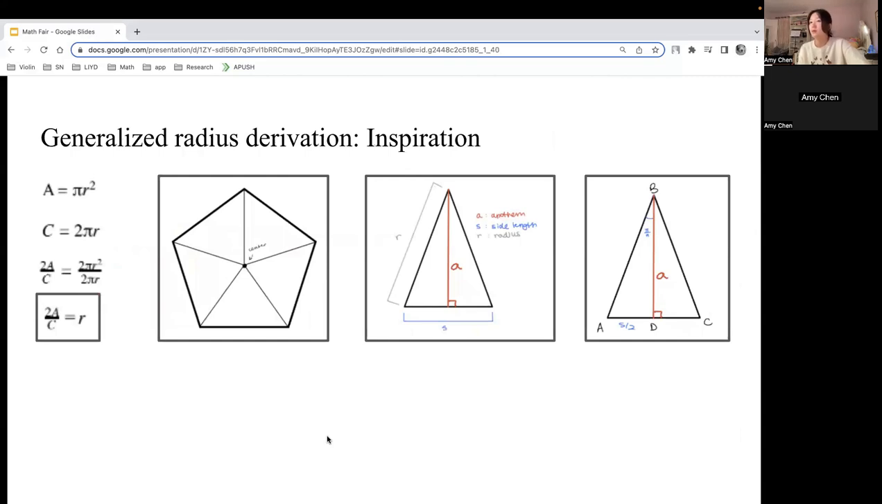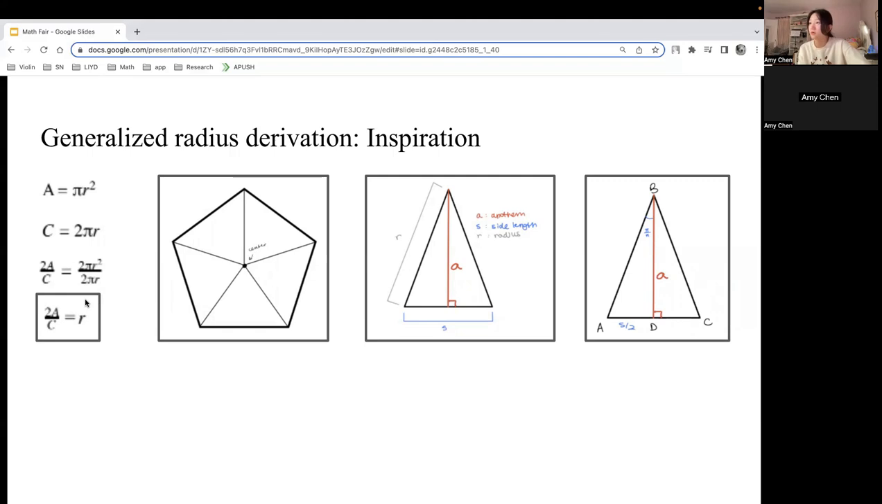Next, an avenue of exploration taken was the generalized radius. This was inspired by regular polygons. Notice that the area A and circumference C of a circle have the following formulas shown here. Observe the ratio 2A over C. Applying the formulas above and simplifying, we find that 2A over C is exactly equal to the radius.